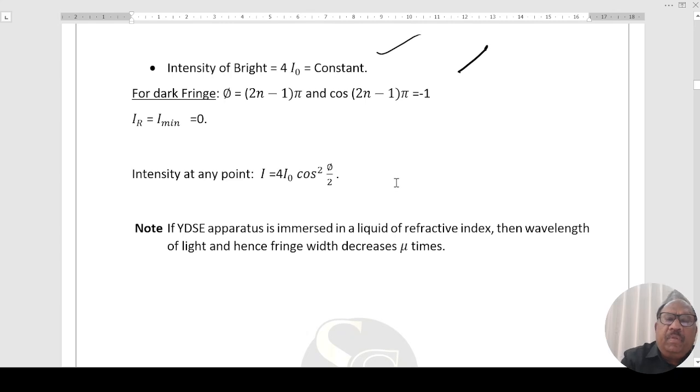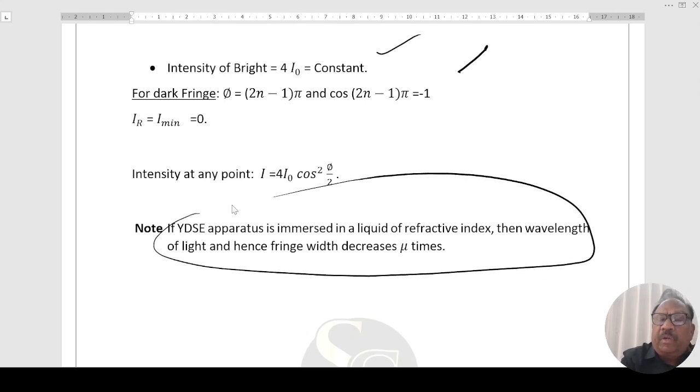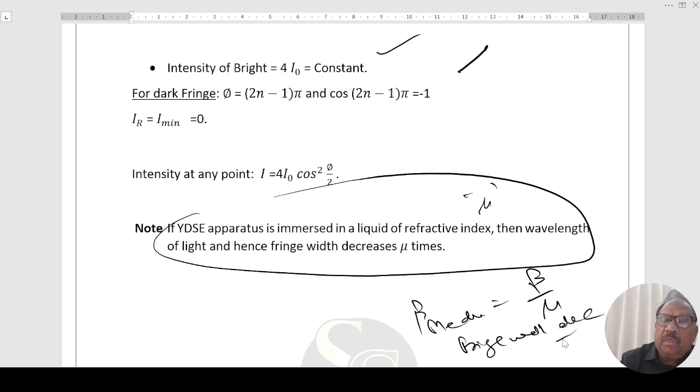Then if Young's double slit is immersed in a liquid of refractive index mu, then beta in medium will be equal to beta upon mu, meaning the fringe width decreases, right?